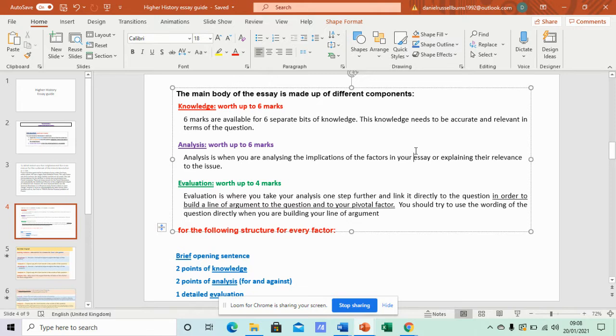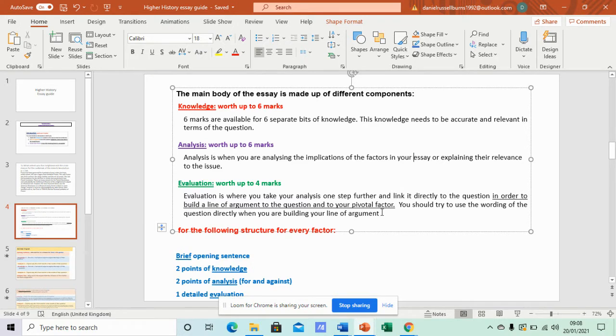But I'll just quickly explain how the marks are allocated for evaluation, and then we can discuss it for those of you who want to attempt it. So evaluation is where you take your analysis one step forward and link it directly to the question in order to build a line of argument to your question of your pivotal factor. You should try to use the word in the question directly, building your line of argument.